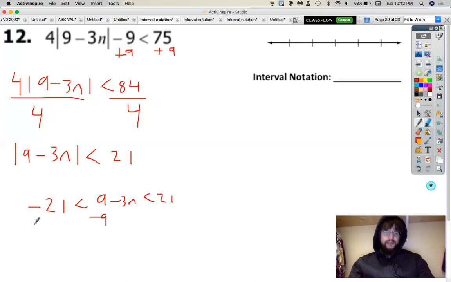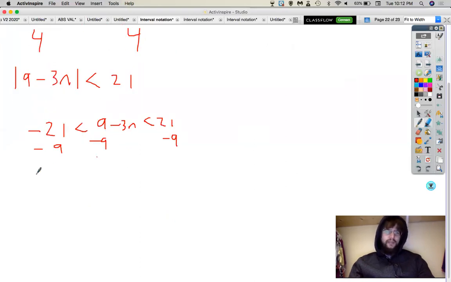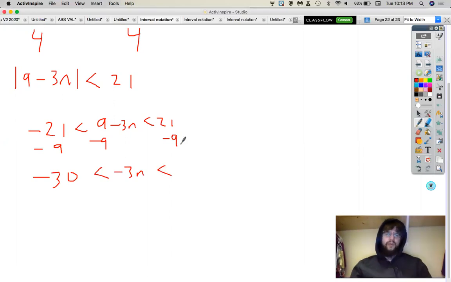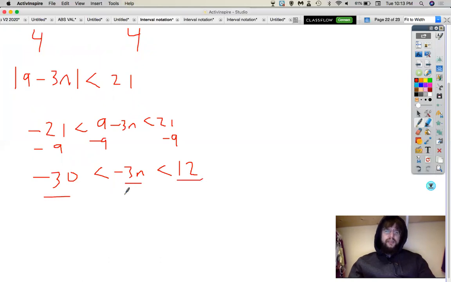Subtract 9. Subtract 9. Oh, yeah, subtract 9 again. We got 3 sides of our inequality here. -30 is less than -3n, which is less than, let's see, use a calculator, that's 12. And last thing you need to do right here is divide through by this -3. That's going to be 10.